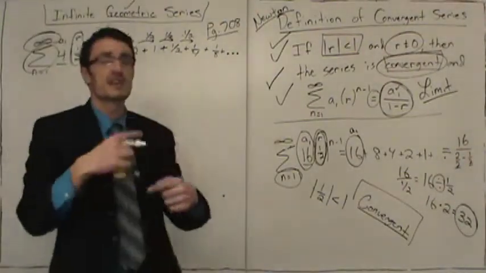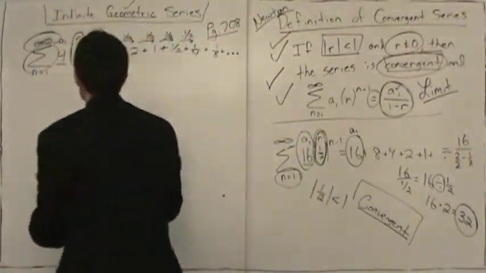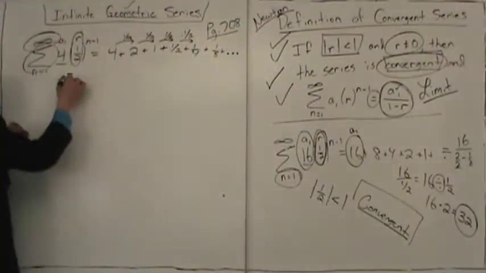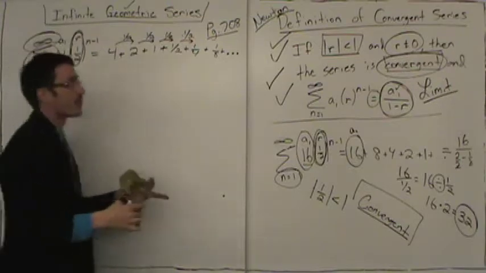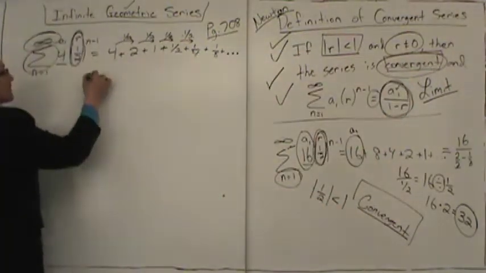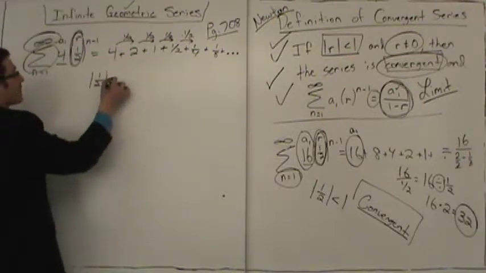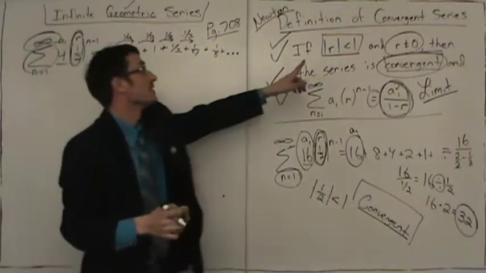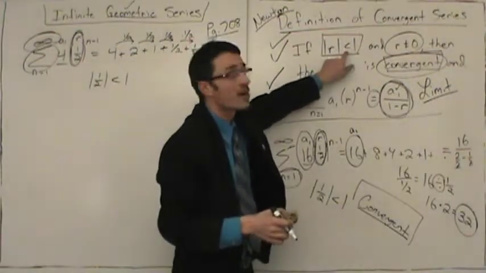The question is, does this converge or does this diverge? Well, hopefully you say the absolute value. We want to use the formula to find what this thing converges to. So look, we're going to do the absolute value of 1/2. Absolute value of 1/2 is what? Absolute value of 1/2 is less than 1. Is this true? We look. Is this in the acceptable region of R?